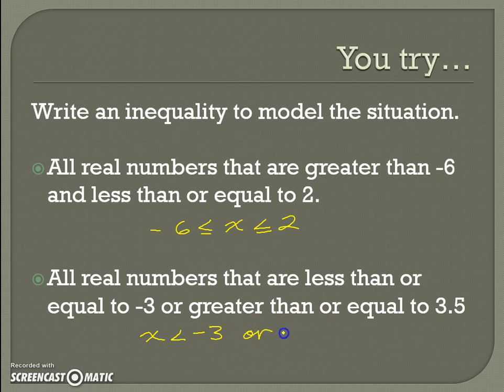or x is greater than or equal to 3.5. So this one up here is an and, and this one down here is an or. And when you have the or ones, you must have the word or in there.